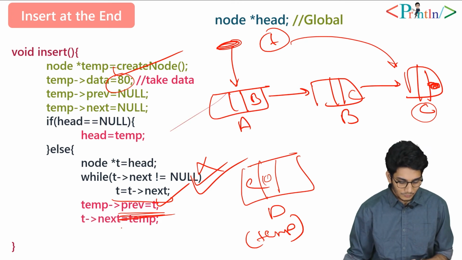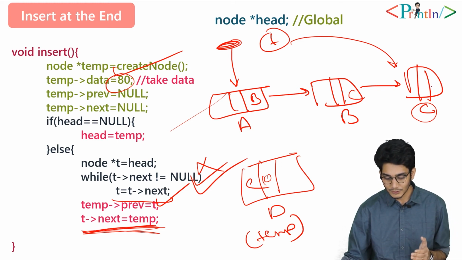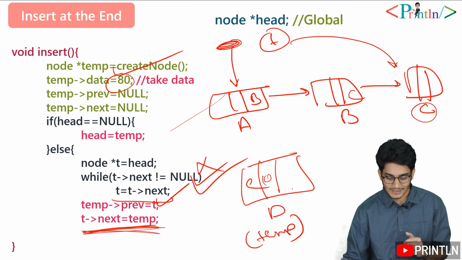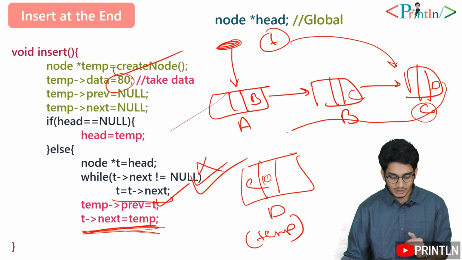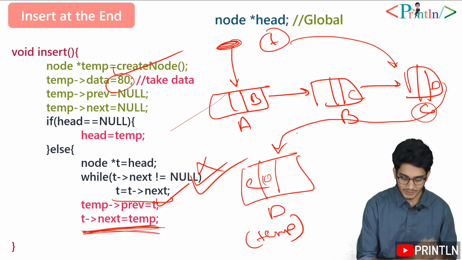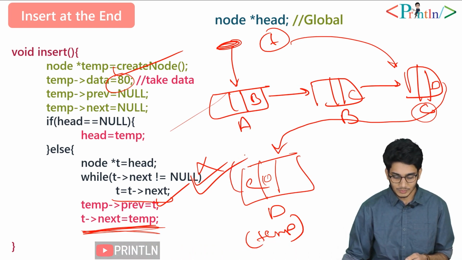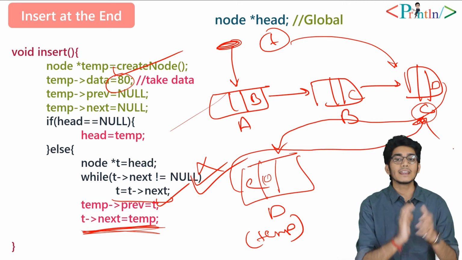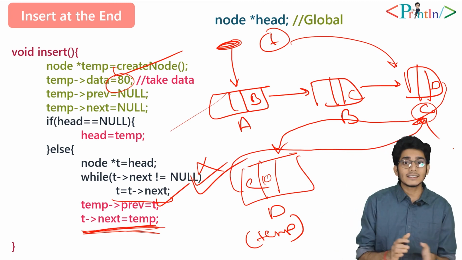Then we'll write T next equals to temp. So here where we had null previously, we'll assign the address of temp. What is the address of temp? Let's say D. Now it will be pointing to the node which has the address D, which is the temp node, and this node will be pointing back to this node parallelly. So this is how we can add a value at the end of a doubly linked list. I think this portion is clear.